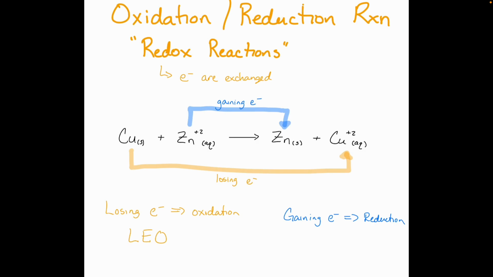So here my copper is being oxidized and my zinc is being reduced. The copper's losing electrons. Again, losing electrons is oxidation. The zinc is gaining electrons in this reaction. That is a reduction.